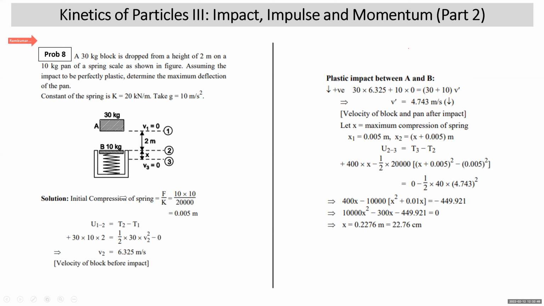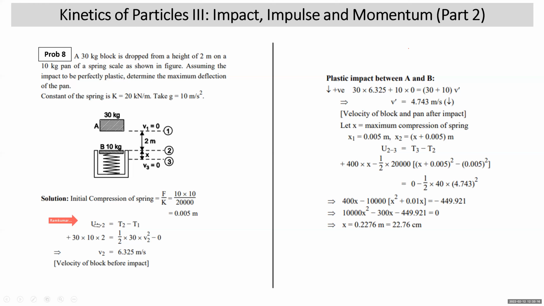So as F is equal to Kx, so initial x will be equal to F upon K. So initial compression of the spring will be what? Weight of the pan 10 into 10, K is 20,000. So 0.005 meter is initial compression of this spring due to the weight of the pan kept on it. Now we'll first apply work energy principle from 1 to 2.